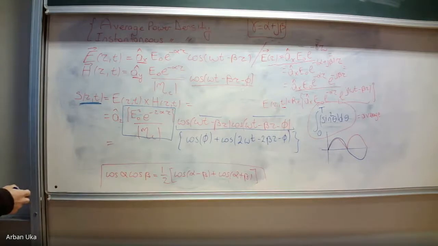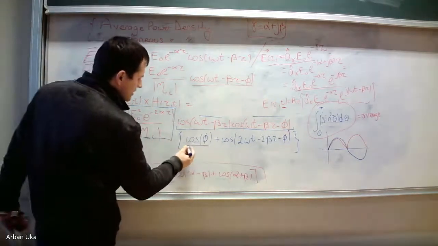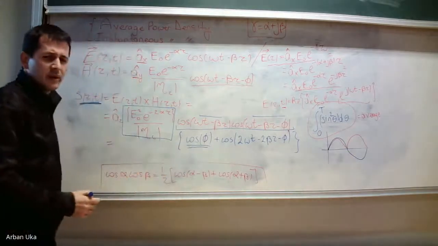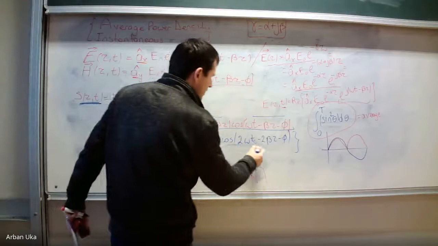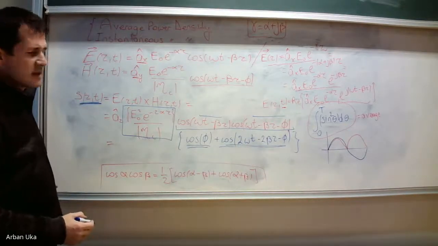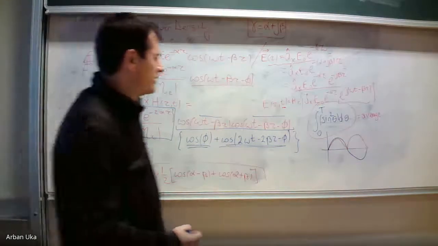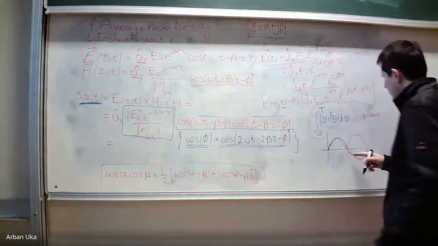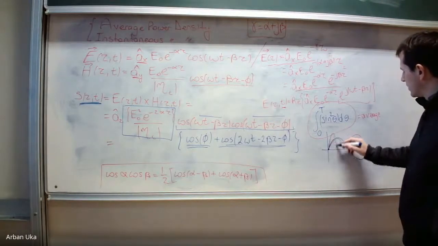The instantaneous expression of the power density is equal to a constant term, which is not a function of time, plus an oscillating term which oscillates twice as fast as the electric field intensity. So if this was the electric field which oscillates here as the blue line, we're going to get, let me do it like this.